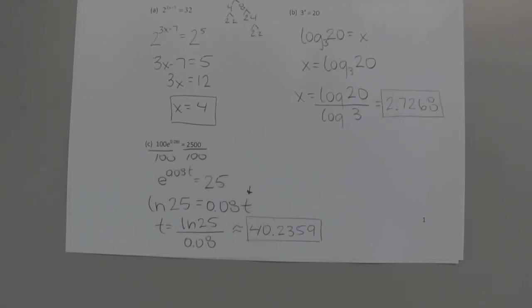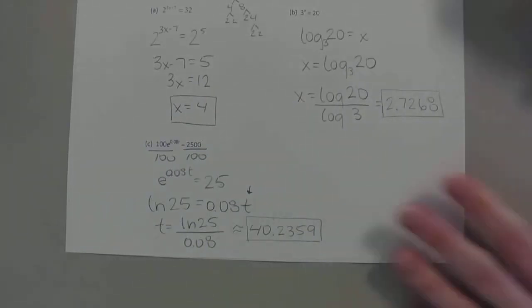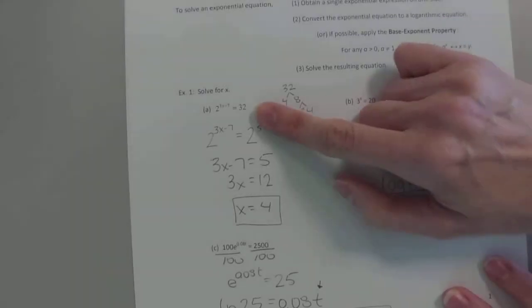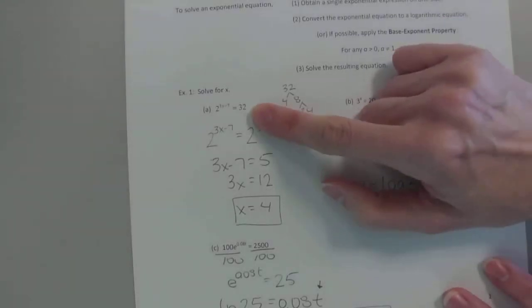And you hit enter, and since that was rounded, that's kind of rounded. But see how it's close to the 2,500. So again, we found the unknown value for T that when we multiplied it by 0.08, raised E to that power, multiplied by 100, we have 2,500. So it's 40 something. Okay. Are there any questions with the exponential equation?